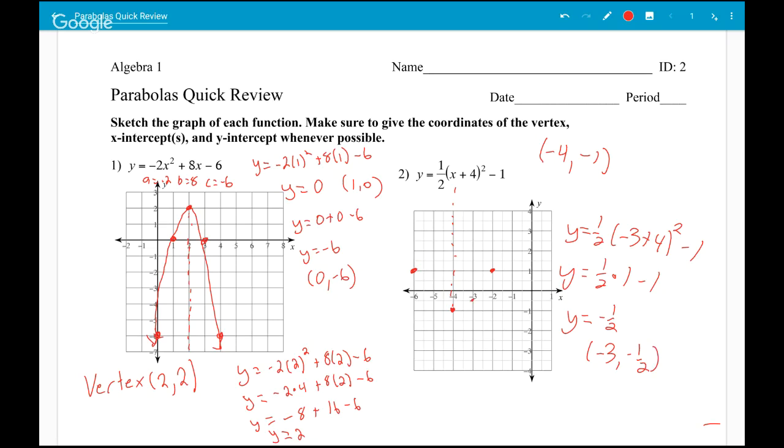Luckily, this graph is broken up into halves, so it makes it pretty easy to put that point on there and use symmetry, hopefully a little bit better. There we go, to get a pretty good idea of what that parabola looks like.